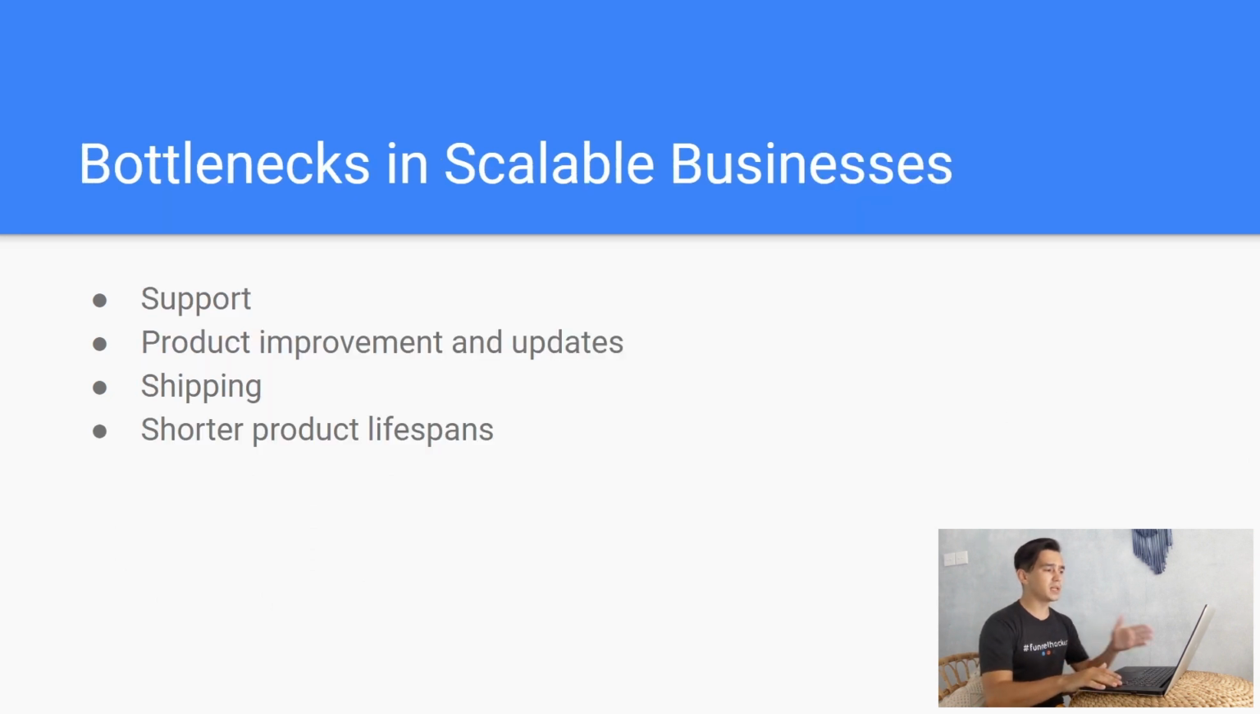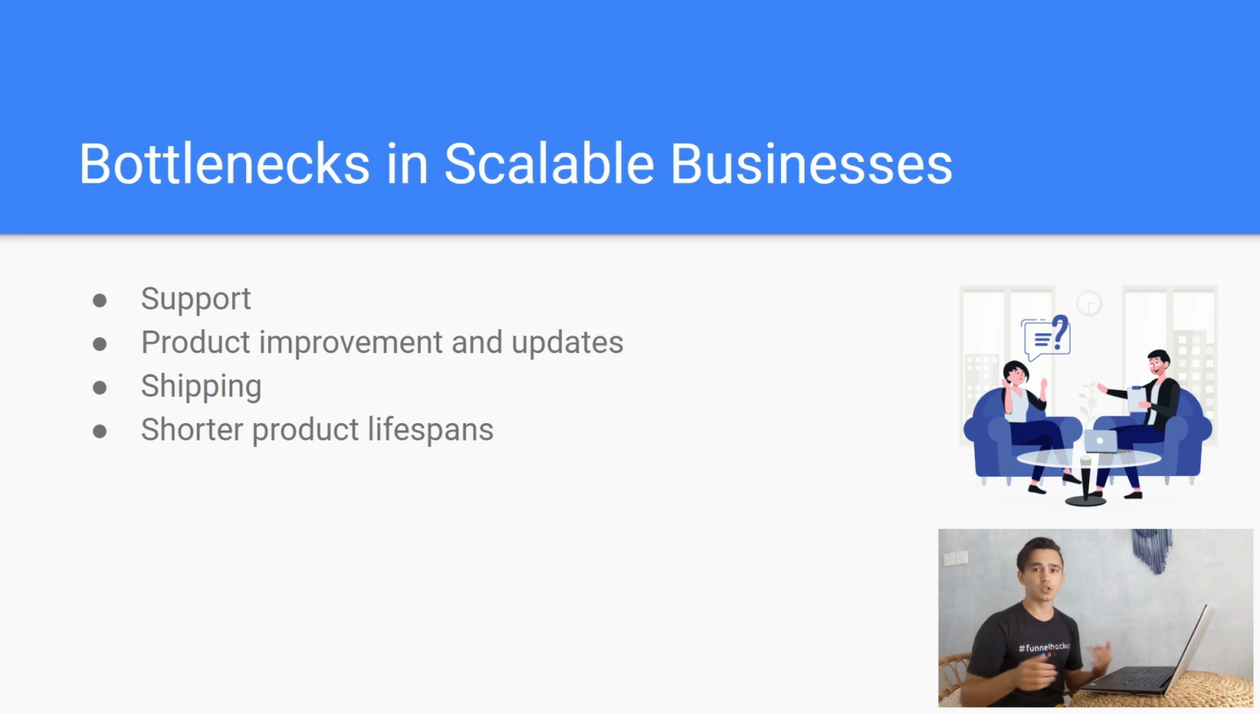And then I'm going to show you some bottlenecks in scalable businesses, which can be support. You are always going to need a person to offer support, whether it's e-commerce, info products or software, because people don't naturally know how to use your product. People need to be taught how to use it. They run into problems. They're going to figure out something that you didn't yet figure out. So this is why you need a support person to handle all these requests.